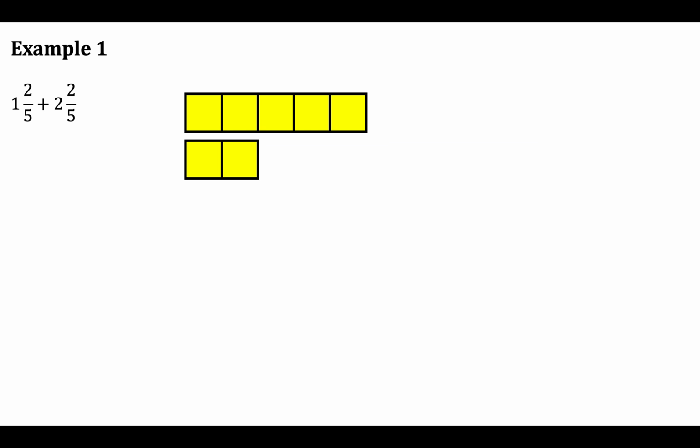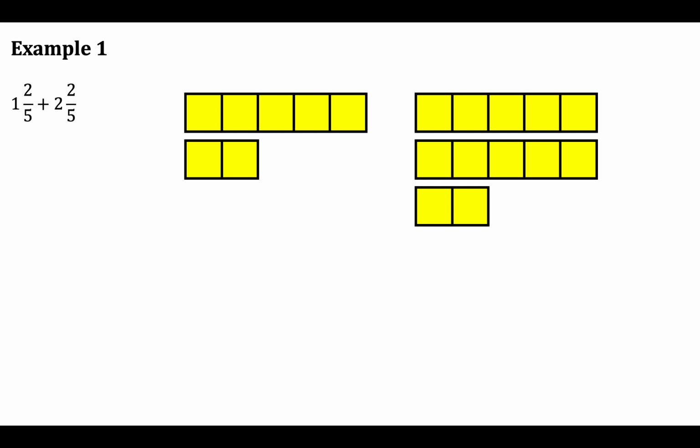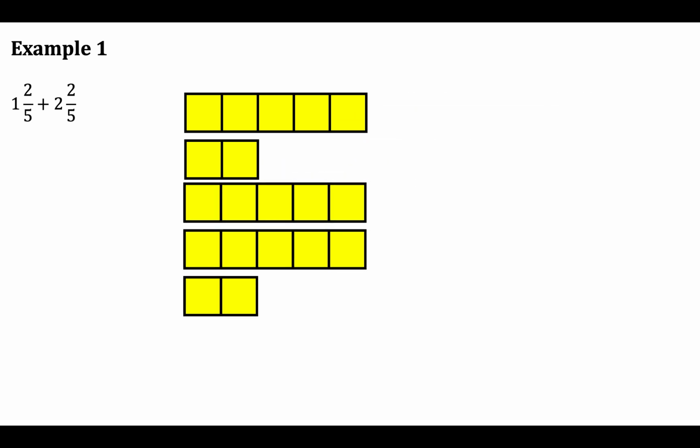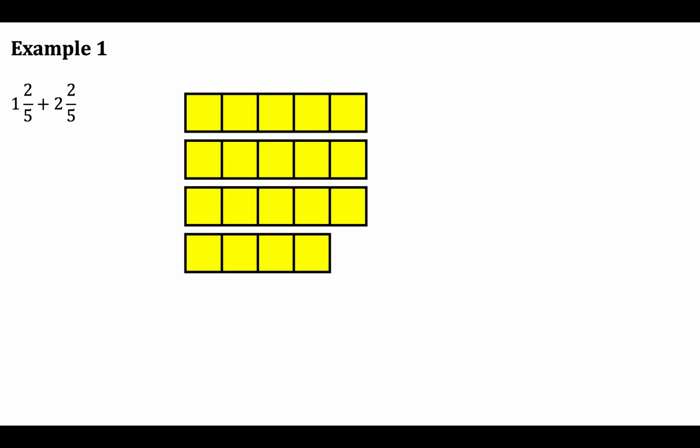So example 1, we have 1 and 2 fifths, and we're adding 2 and 2 fifths. So 1 and 2 fifths looks like this, and 2 and 2 fifths like this. And if we put these together, we can see that all together we've got 1, 2, 3 wholes and 4 fifths.